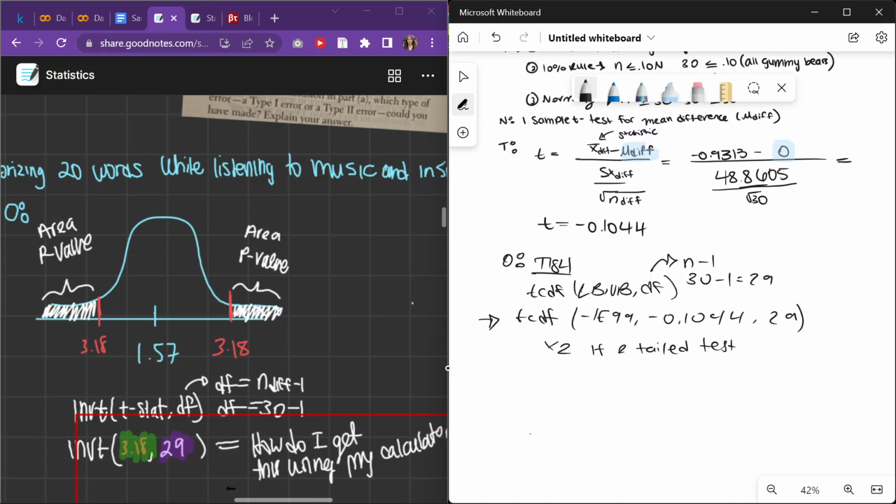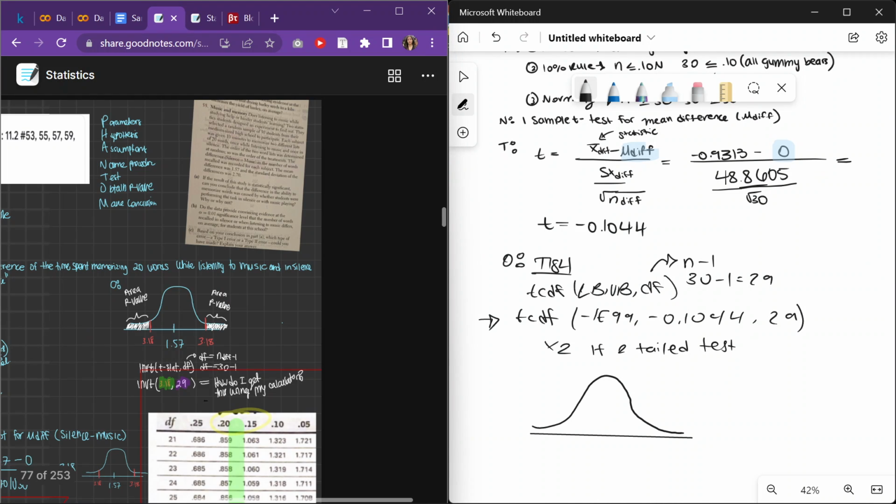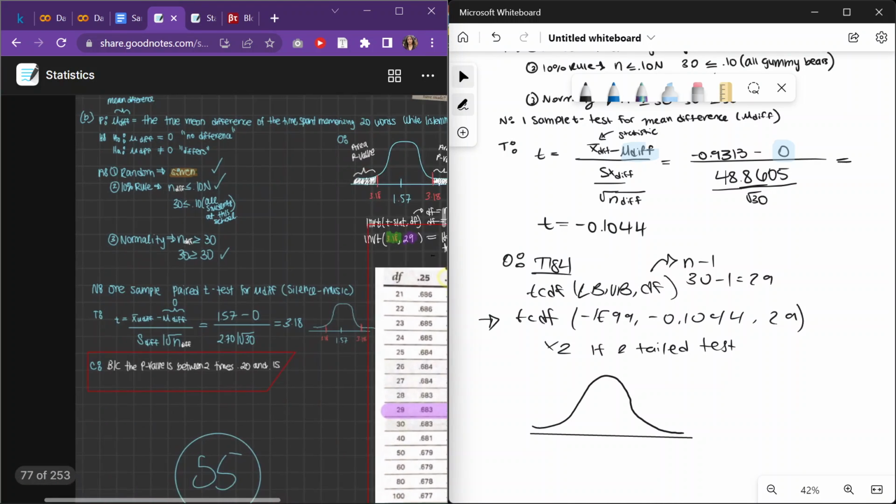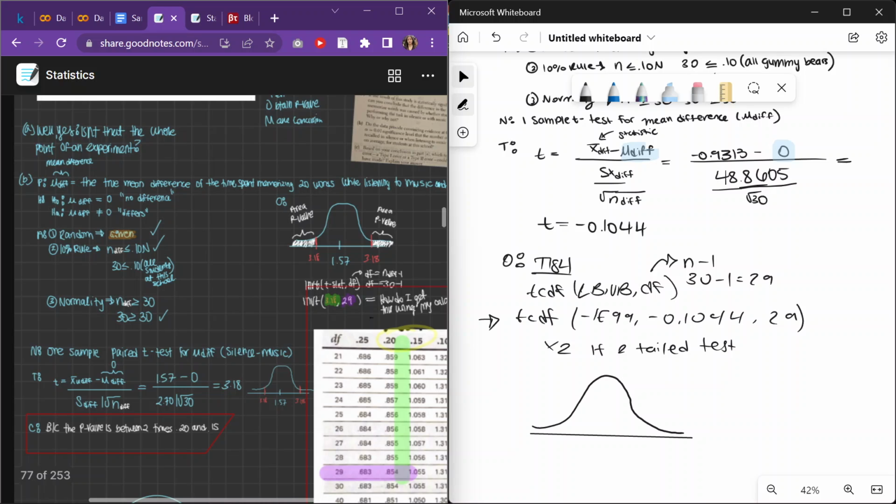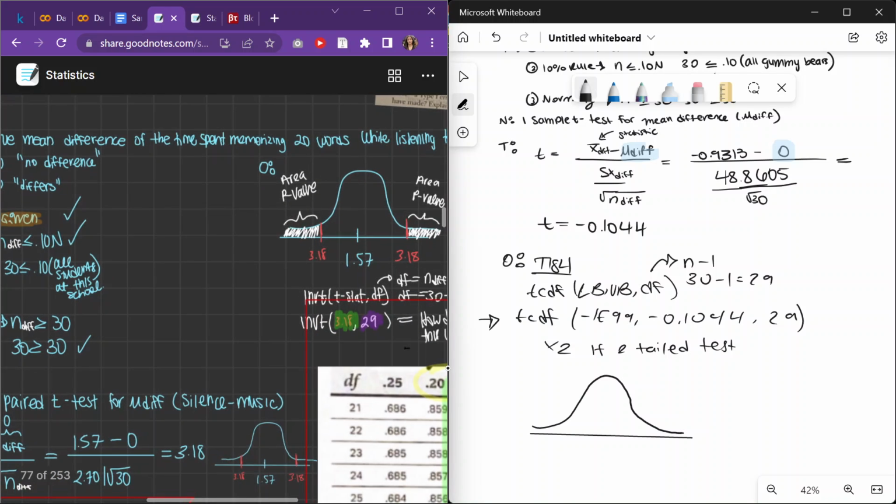Let me try something. So my t, right, was 3.18. In that example, over here though, it was negative 0.1044. And then here, it would be 0.1044 because you disregard the negative, right? Because it's the same. That's another question. Why do we disregard the negative? That would be something to look into. I cannot explain that right now. I just know it by heart that you disregard the negative.